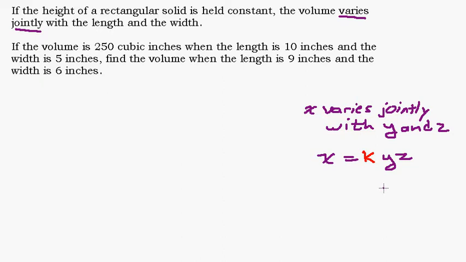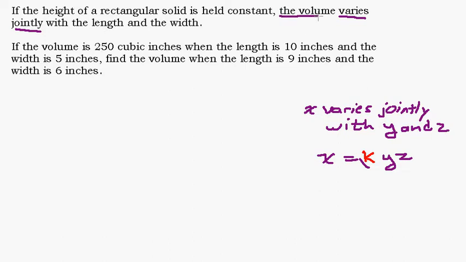So we're going to focus on joint variation in this problem, and we know that it says if the height of a rectangular solid is held constant. Well, this k is your constant value, and that's really what the constant's going to be in this particular example. It says the volume varies jointly with the length and the width. So down here in my example, I have x varies jointly with y and z. In this problem, the volume is your x, and the length and your width are your y and your z.